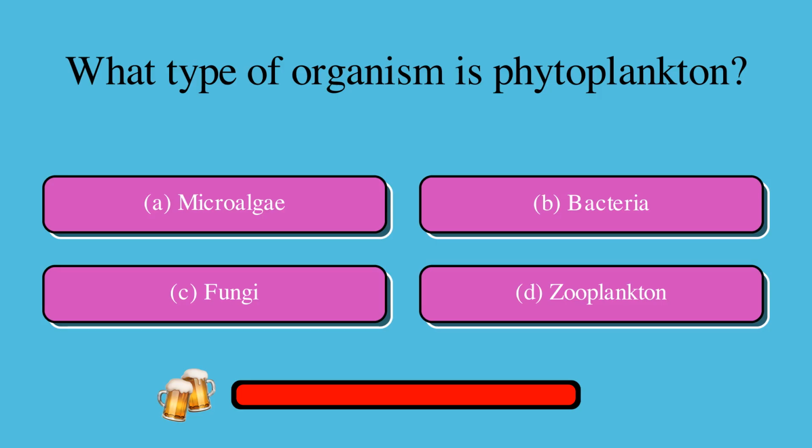What type of organism is phytoplankton? Is it A, microalgae, B, bacteria, C, fungi, or D, zooplankton? The correct answer is A, microalgae.